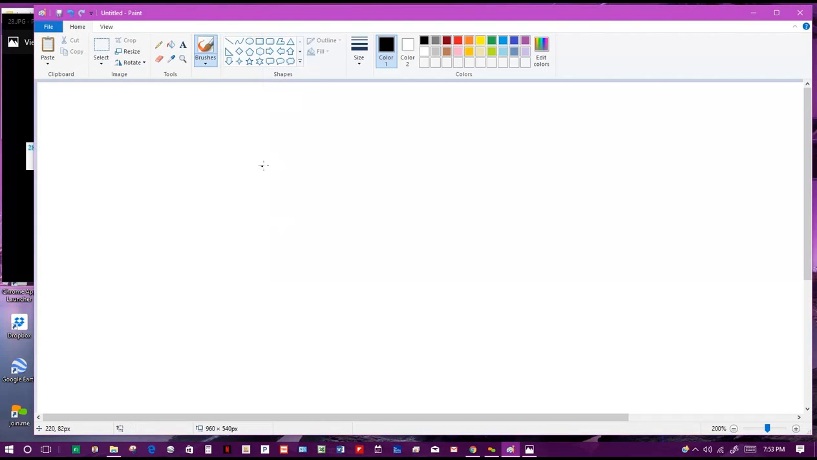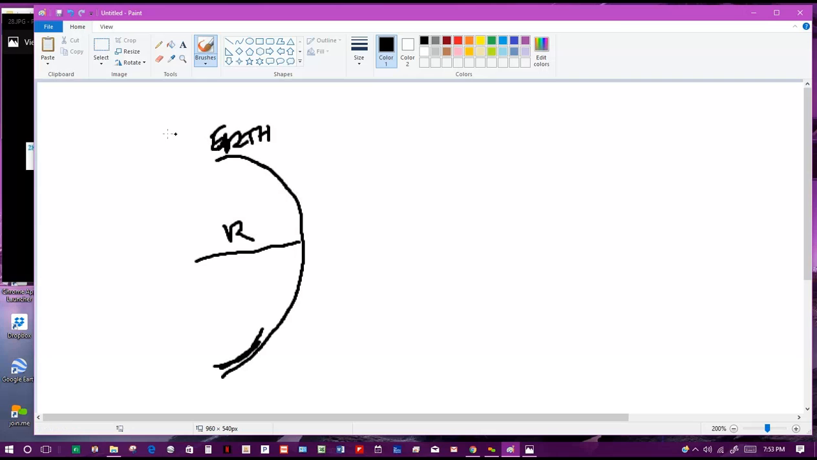I'm going to draw a little picture like this. So this is represented as like one curved portion of the Earth. It's not a perfect curve, but I think you get the idea. This is Earth. And this would be considered the radius of the Earth, R.